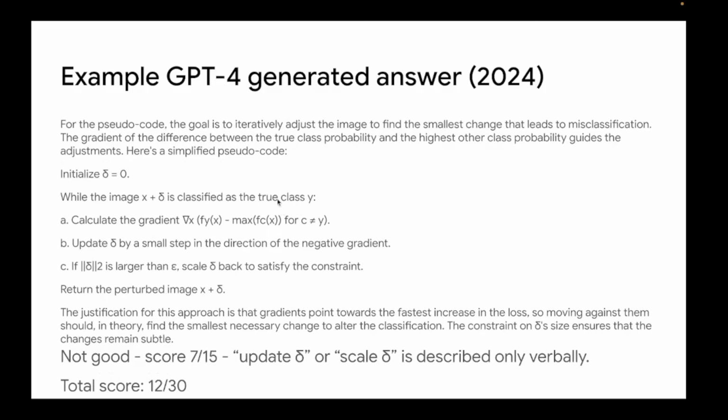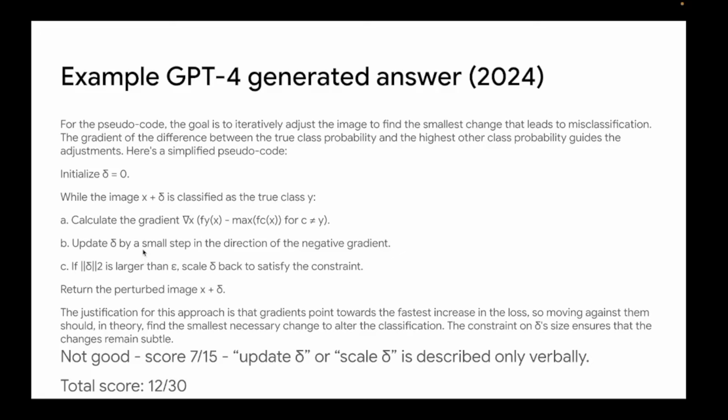But still, I have some complaints about the pseudocode that's generated here. What is important is this bit here. So initialize with this delta, while the image x plus delta is classified as the truth class y. That sounds a good condition to put, and then use the iterations here. Calculate the gradient of fy minus max of fc for c not equal to y. So that's good. Update delta by a small step in the direction of the negative gradient.